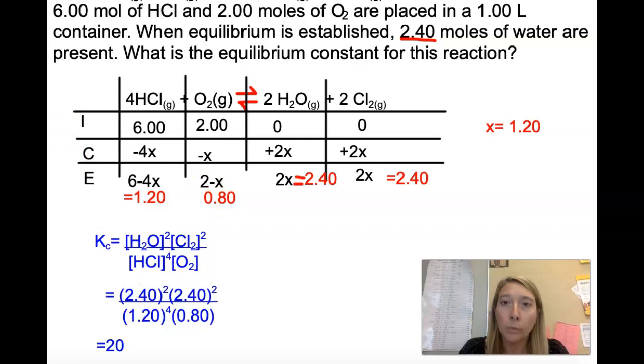Okay, so this is kind of your simplest ICE table. It's going to give you some initial concentrations and then it's going to give you one equilibrium concentration, which then allows for you to determine what everything else is at equilibrium based off of that ICE table.